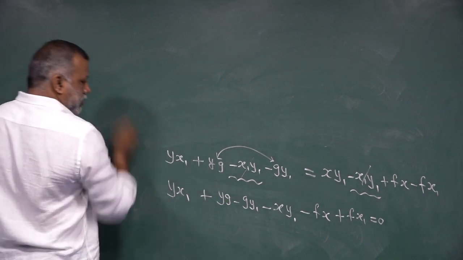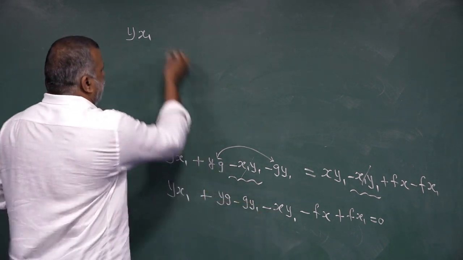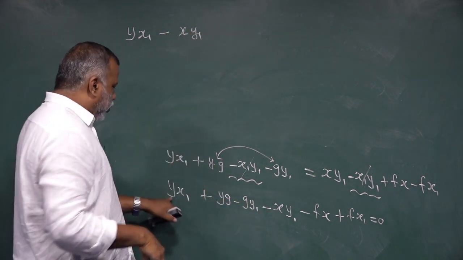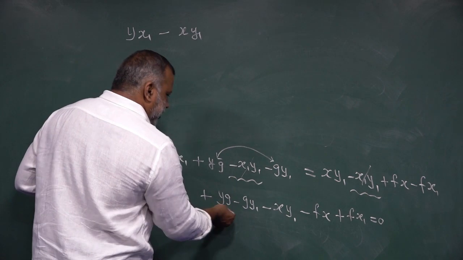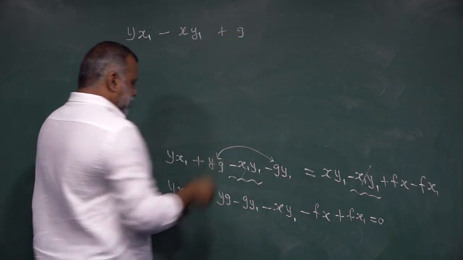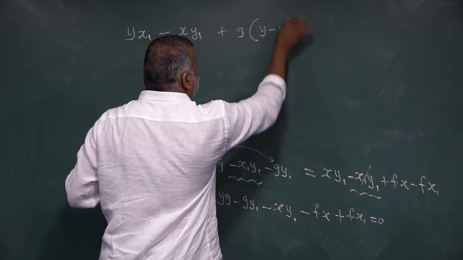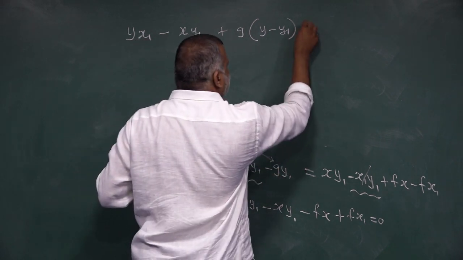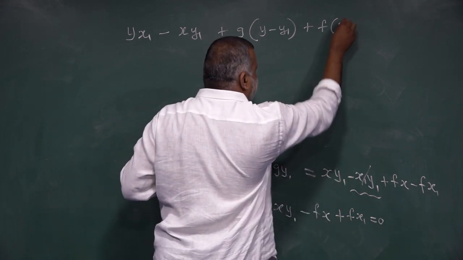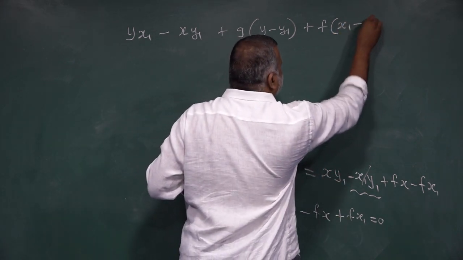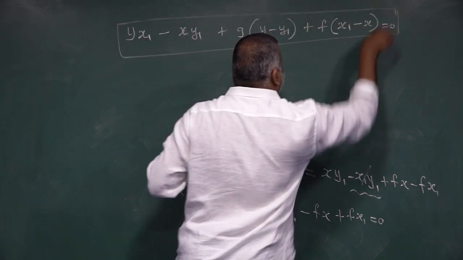See here, yx1, that is the positive. See here, minus xy1, yx1 minus xy1, pairing the first. Then take out g as common first. From this g as the common, the remaining is y minus y1. Here take out f as common, then we can get x1 as positive minus x as negative equal to 0. This is said to be the equation of the normal.